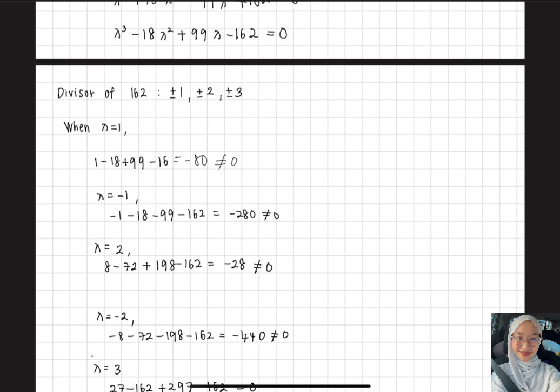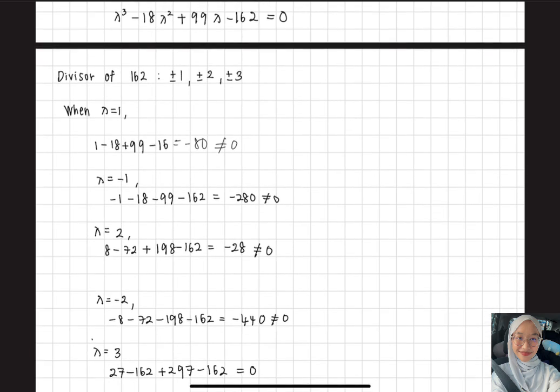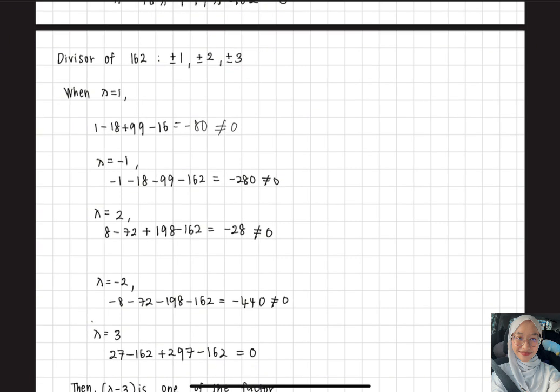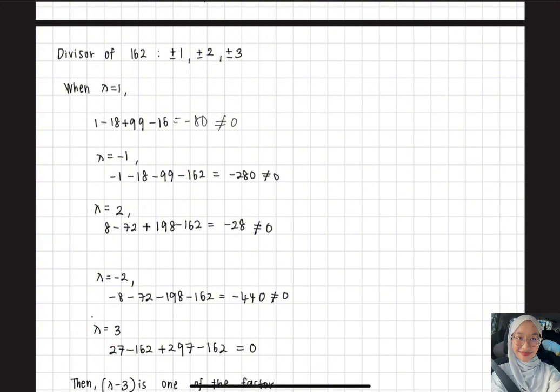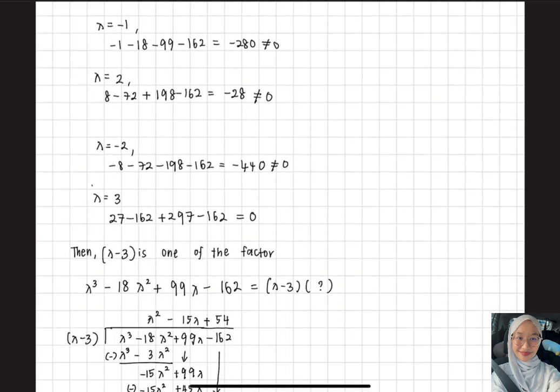Okay, then we have to factorize this equation. So first, we find the divisors of 162, which are plus minus 1, plus minus 2, and plus minus 3. When we substitute each value, we can see that lambda equals 3 gives a result equal to 0. So we can conclude that lambda minus 3 is one of the factors of the equation.